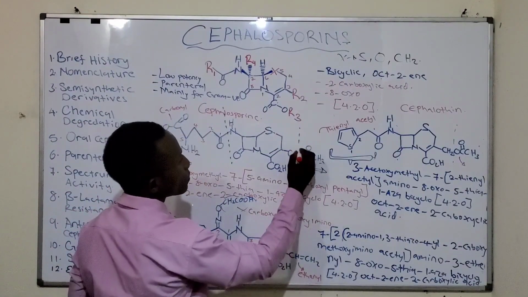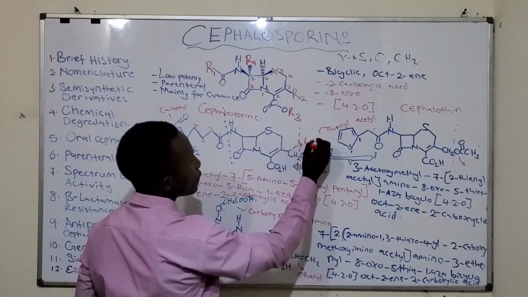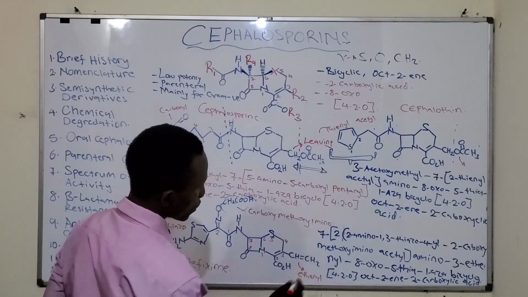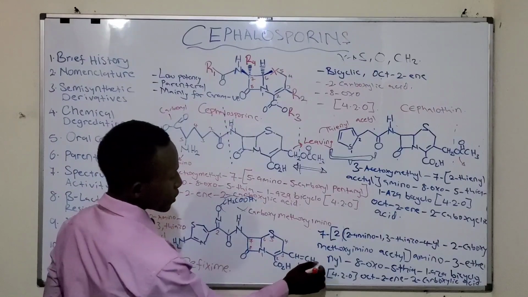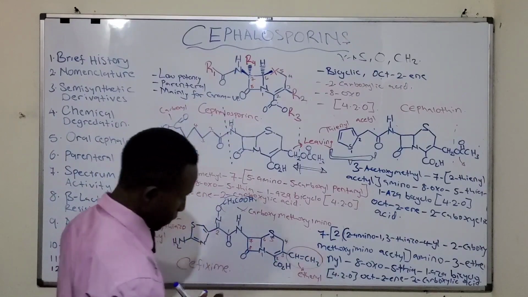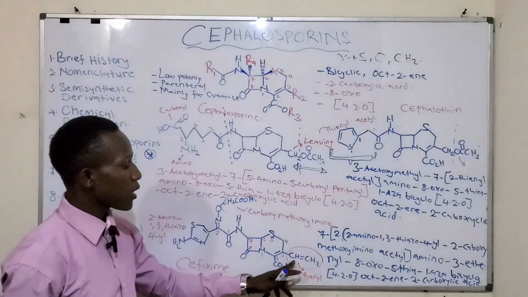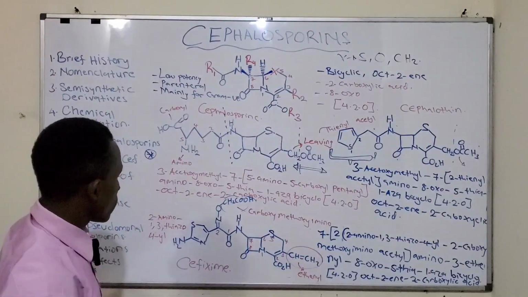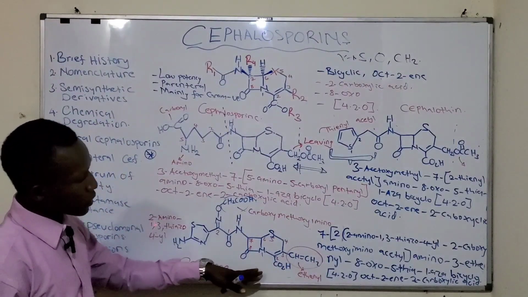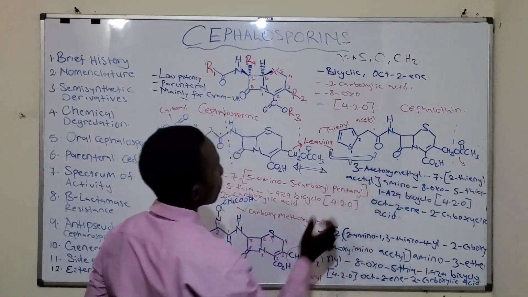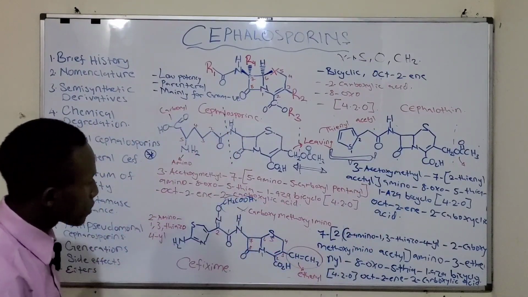Living, this group is a leaving group that can easily be cleaved, but this one is not easy. So this one is responsible for oral availability, meaning that it can be administered orally. So this cephalosporin is an oral cephalosporin, but this one is parenteral, as cephalosporin was parenteral.